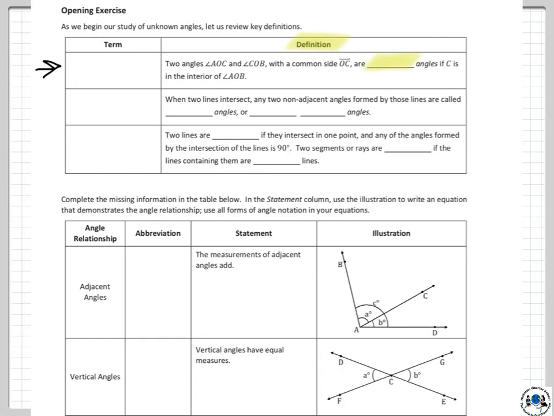If we look at this, I'll read this first definition with the blank. It says two angles, angle AOC and COB, with a common side OC are blank angles if C is in the interior of AOB. Now we can take a look at that. I'm not sure if you did get that definition, but there is a hint on the page.